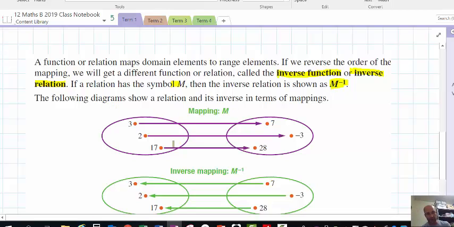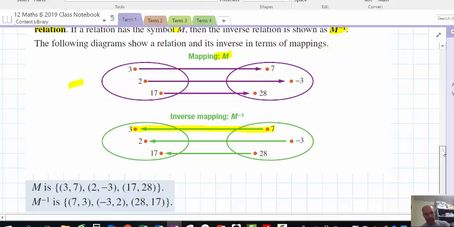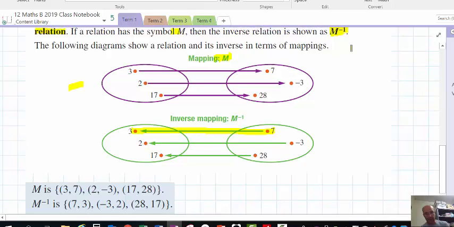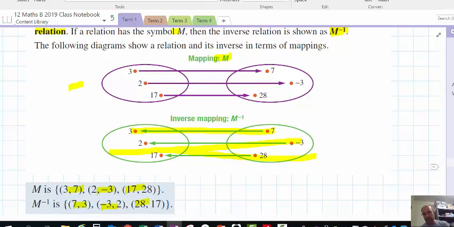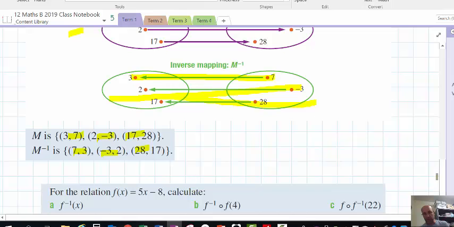Okay, and just seeing in terms of ordered pairs and mappings, so if we're given m is this mapping here, the inverse changes the direction, so it's heading from right to left in all cases, and so ordered pairs are switched around. So if we had 3, 7, we would then have 7, 3, and as you can see, the ordered pairs are switched around, and that corresponds with the mappings switching around.